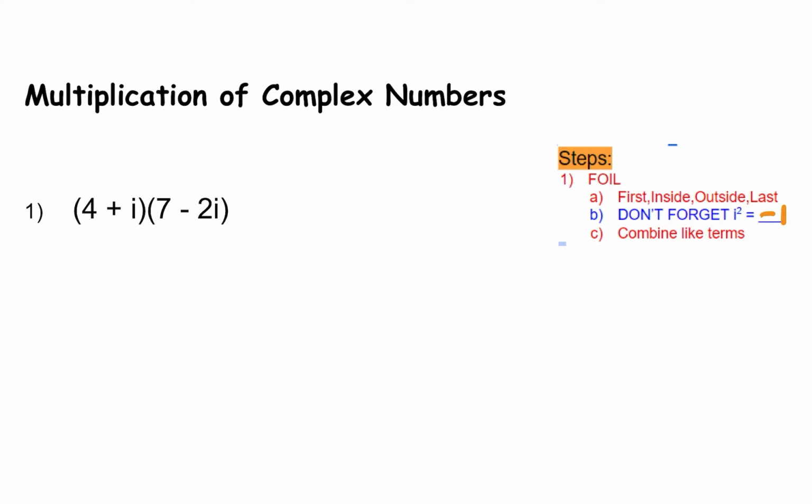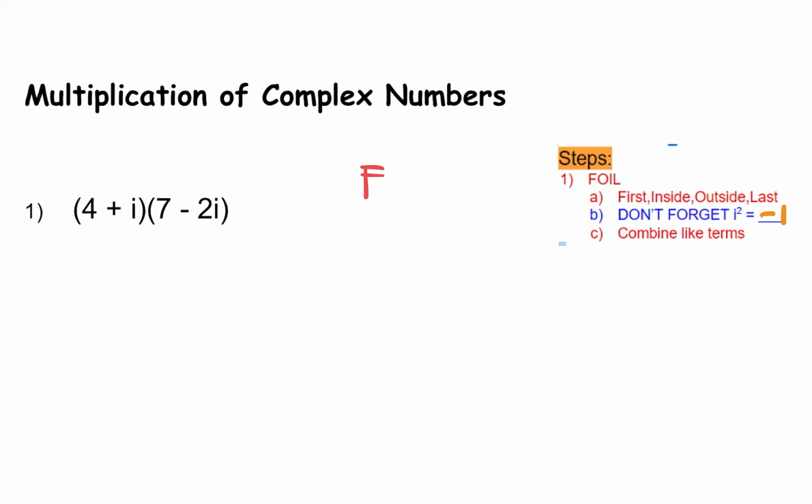Now, let us use this information to try and solve the first example. Right, so I am going to use FOIL. If you are used to using FOIL to multiply binomials, you may use it. Or if you're used to using the distributive property, you can use that too. Or if you are used to using the box method, then you can use it as well. But our goal is to multiply these two polynomials. So I will be using FOIL.